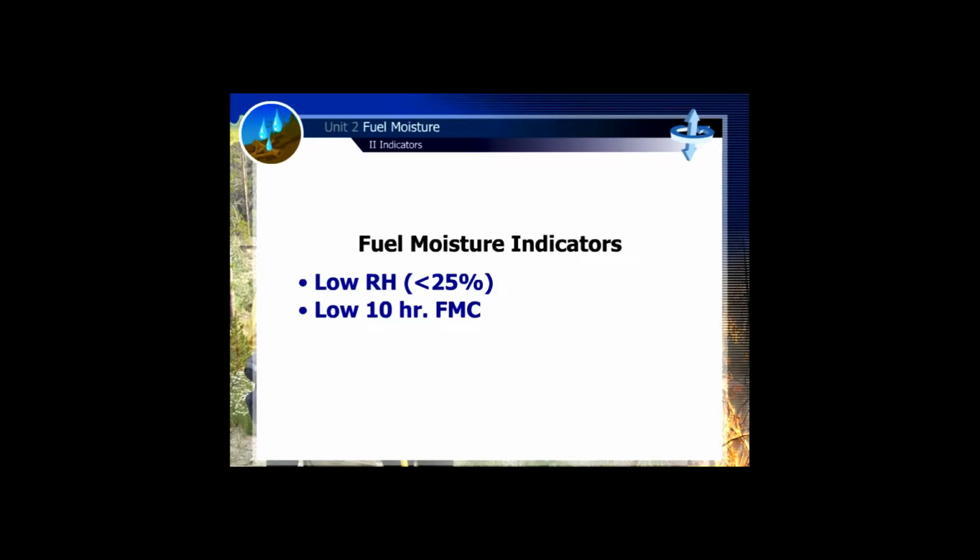Now it is time to look closer at the 4 indicators of fuel moisture. Low relative humidity, less than 25%. Low 10-hour fuel moisture content, less than 6%. Drought conditions, and seasonal drying.